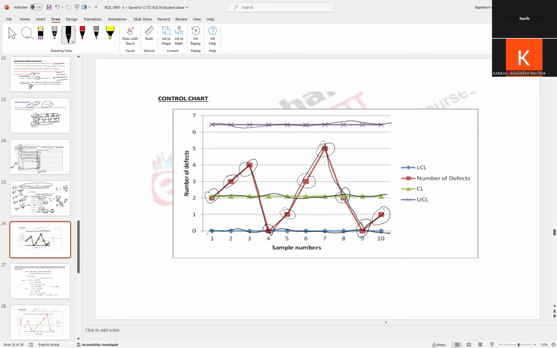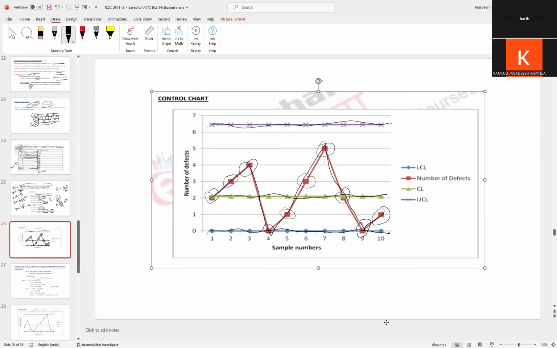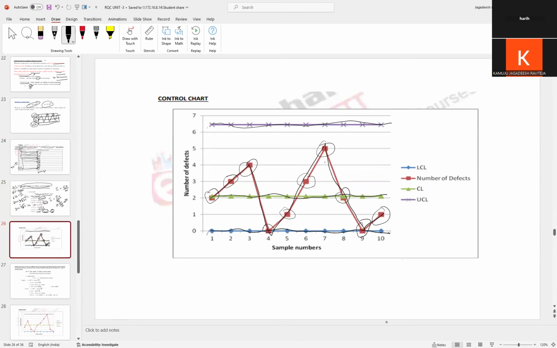Okay. By looking at this graph, we can clearly predict whether the system is in control or out of control, whether the system is stable or unstable. How can you tell that the system is stable? Yes, all the sample values are lying within the control limits, between the upper control limit and the lower control limit. Therefore, we can conclude that the system is a stable one.